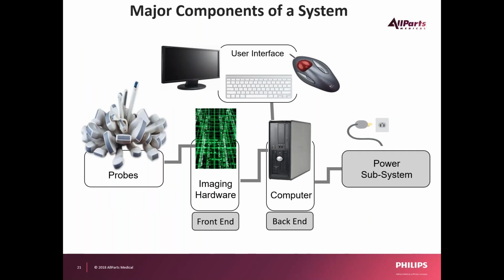So if we put all of the components that we've talked about, the major components of an ultrasound system, together into one unit, this is basically what we have. We have a power subsystem, a computer or back end, some imaging hardware, which is the front end, the probe that's the interface between the machine and the patient, and there's a user interface and monitor.